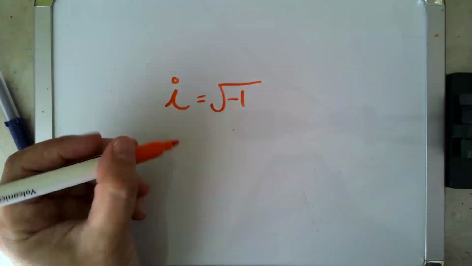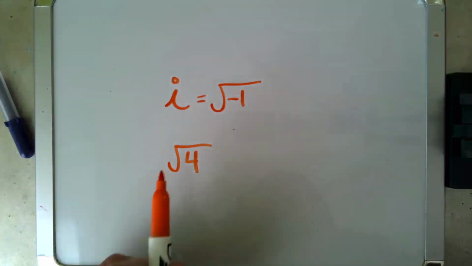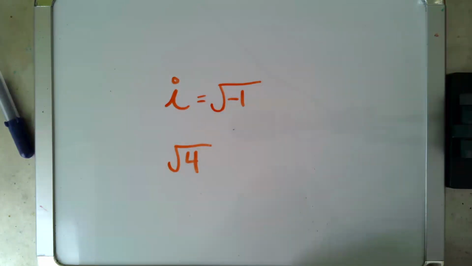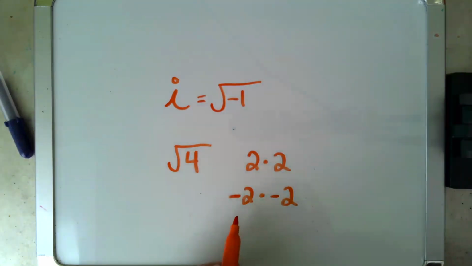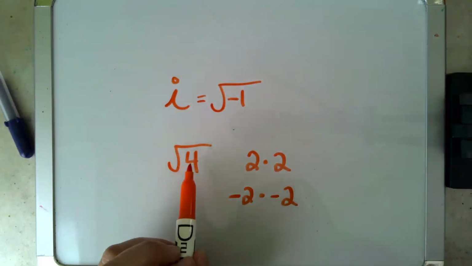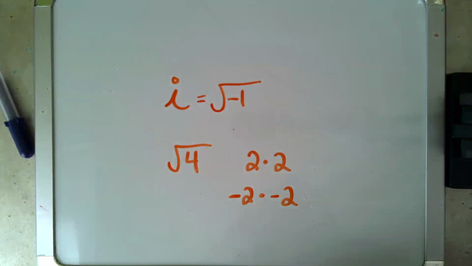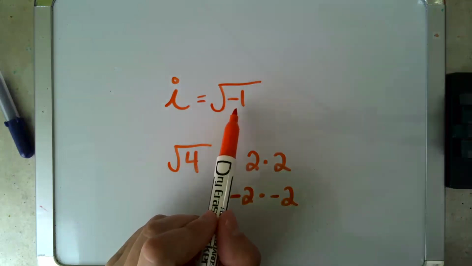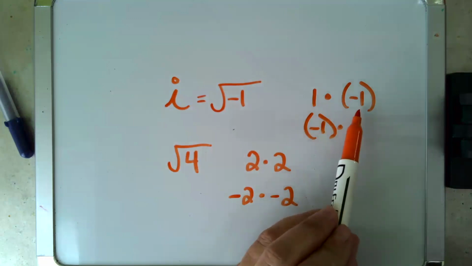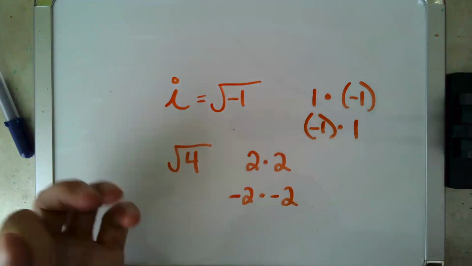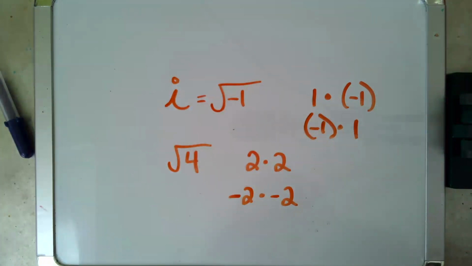Well, when we have something like the square root of 4, that's asking the question, what times itself equals 4? And so there are two answers to that question. 2 times 2 equals 4, and -2 times -2 equals 4, because a positive times a positive equals a positive, and a negative times a negative equals a positive. However, to create a negative number, we need a positive times a negative or a negative times a positive, which means there is no answer to the question, what times itself equals negative anything?